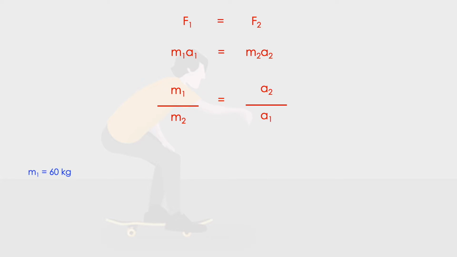Now, the mass of the person could be 60 kg. This is in fact negligible compared with the mass of the Earth, which is 6 into 10 raised to 24 kg. Hence, the acceleration of the Earth is almost zero and the ground does not move.